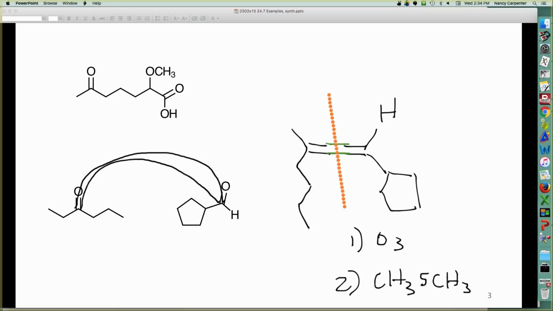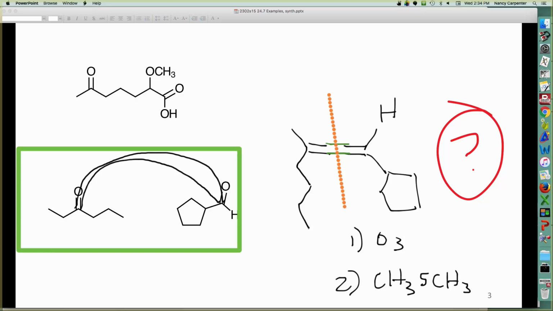Here's a good question for you. That's not the only possible starting material for making this pair of products. What might the other one be?